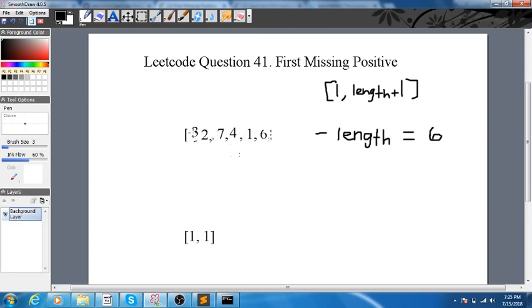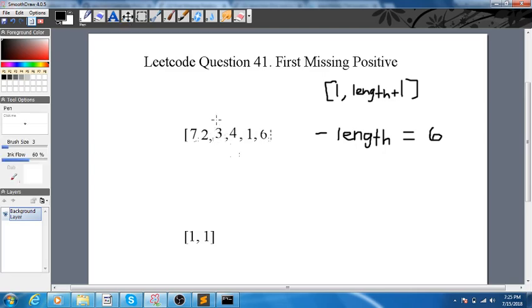Okay, does a 3 go here? No. And is a 3 in our range? Yes. So we'll put the 3 where the 3 belongs. We'll move the 7 over here. And, okay. And we'll look at the 7.